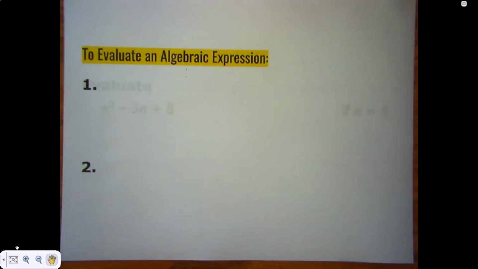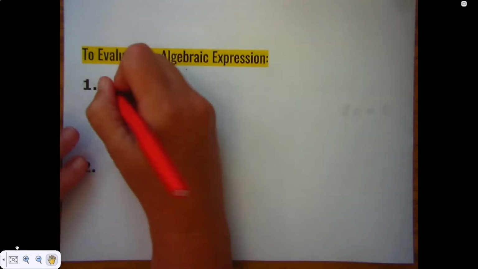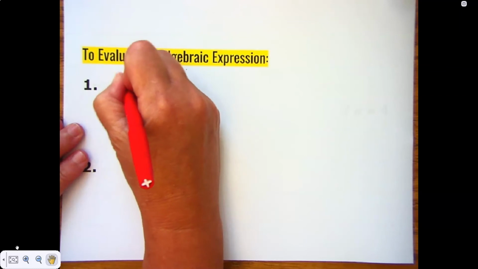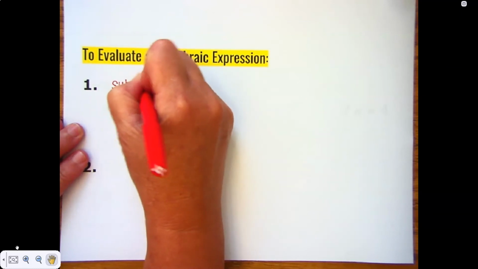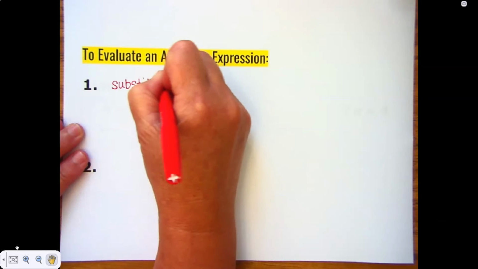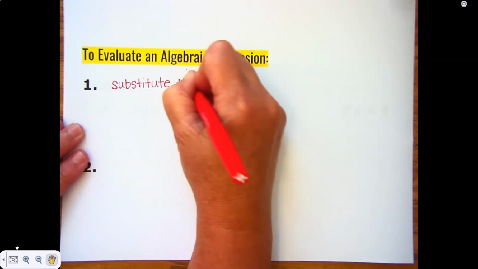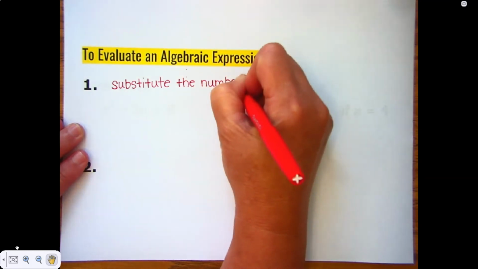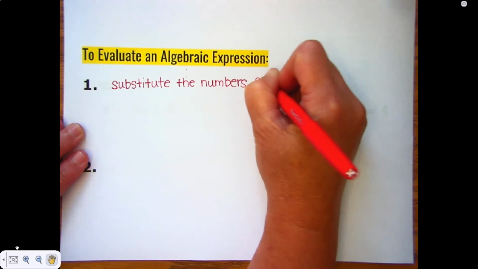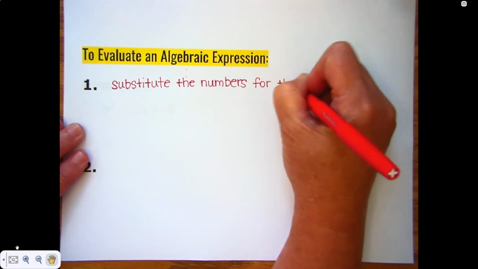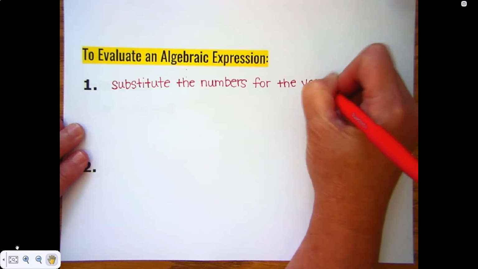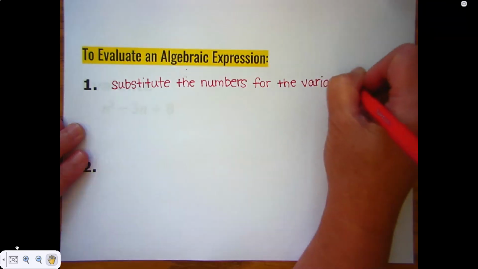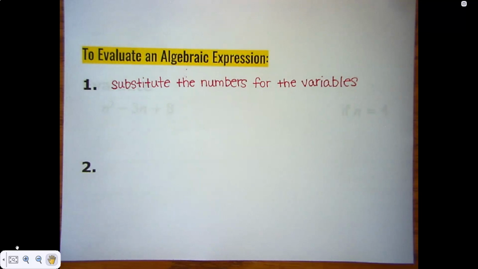So here's what we have. We need to summarize what we've done in these examples. To evaluate an algebraic expression, step 1 is to substitute the numbers for the variables. So that is step 1, to substitute the numbers for the variables.